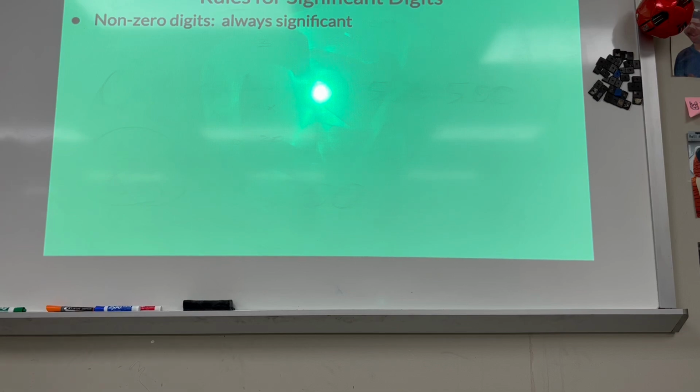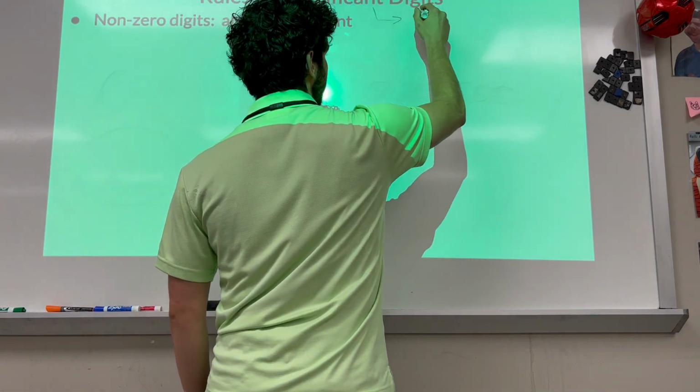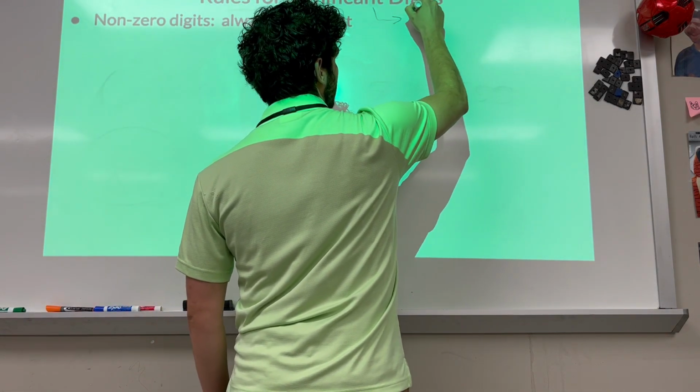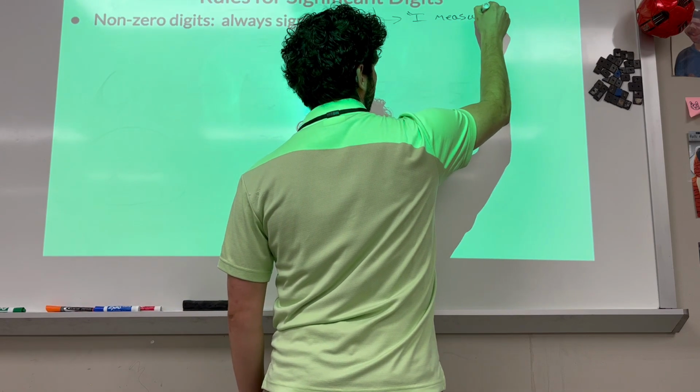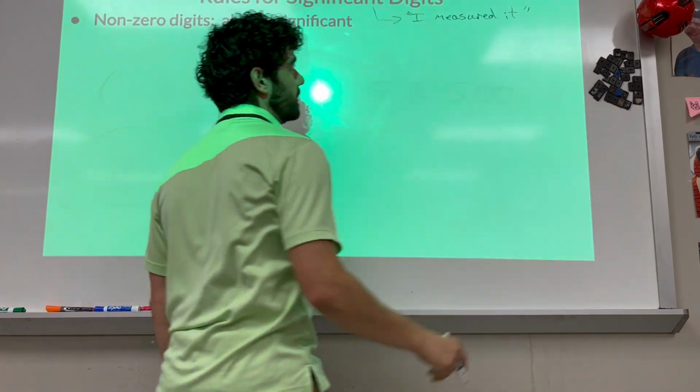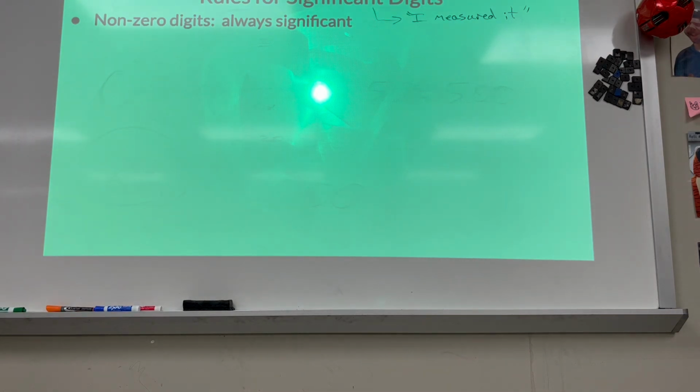What I mean by significant in this context is it was measured. I actually measured that digit, as opposed to a digit that is just a placeholder to make my number the number I want it to be. I'll show you examples of all this, but we're just building it up. So if I put something on the scale and there's a 5 and a 2 and a 6, obviously that's part of my measurement because it wouldn't be there if it wasn't part of what I'm weighing, right?